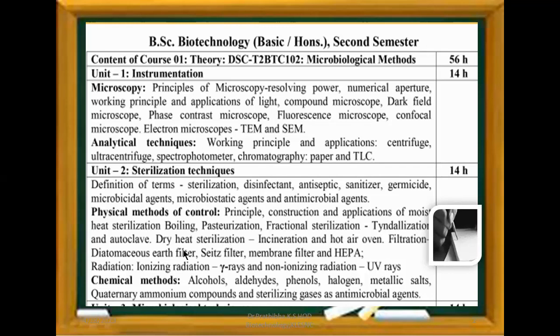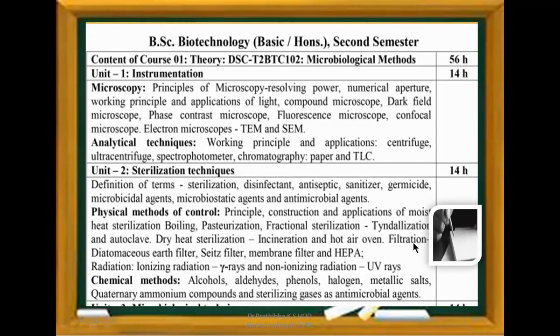Next, dry heat sterilization. Under physical methods of sterilization, all these come under moist heat sterilization, that is, by using steam: boiling, pasteurization, fractional sterilization, tyndallization, and autoclave. Next one, in contrast with steam sterilization, we have dry heat sterilization, where water won't be there, like incineration and hot air oven.